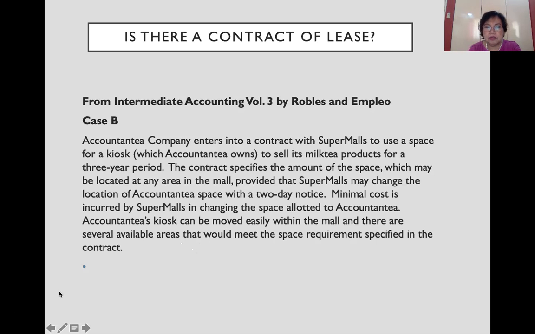Therefore, from the point of view of the supplier, then this will be covered by IFRS 15, revenue from contracts with customers. Then the customer here will have to find some other principles to determine how the payment to the supermalls will be accounted for. So it is out of the scope of IFRS 16.